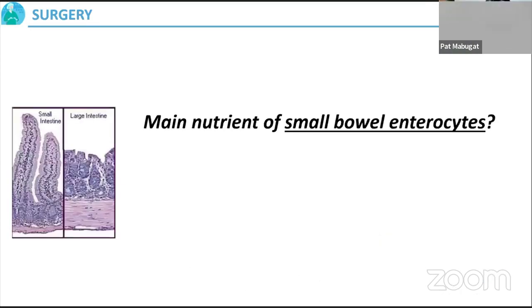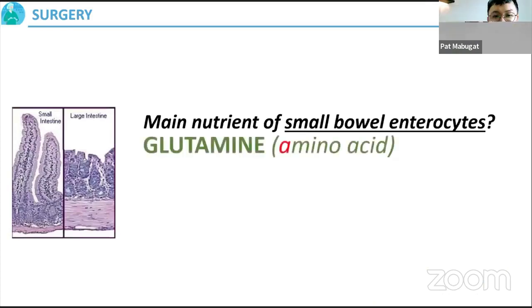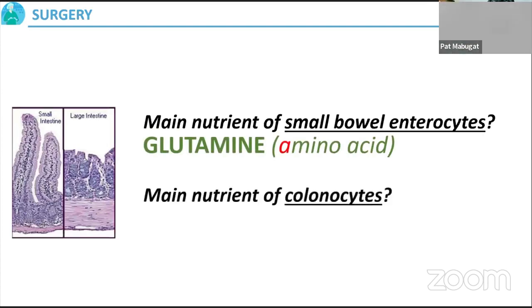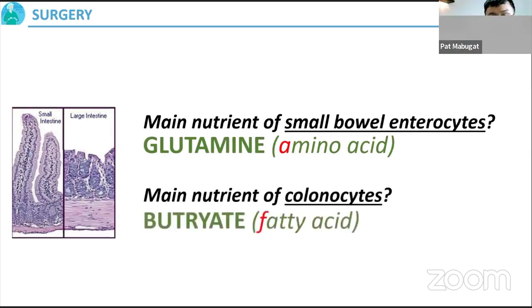The main nutrient of small bowel enterocytes is glutamine, an amino acid. A, the first letter of the alphabet: think first part, small bowel, glutamine, amino acid. For colonocytes, more distally, you have fatty acids, butyrate.